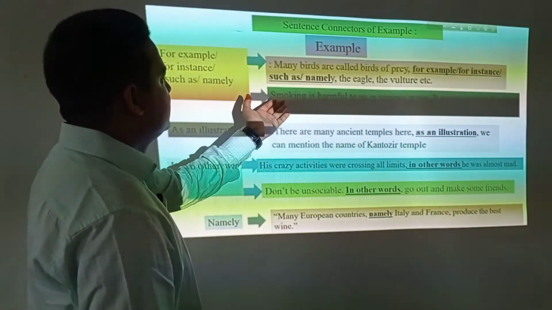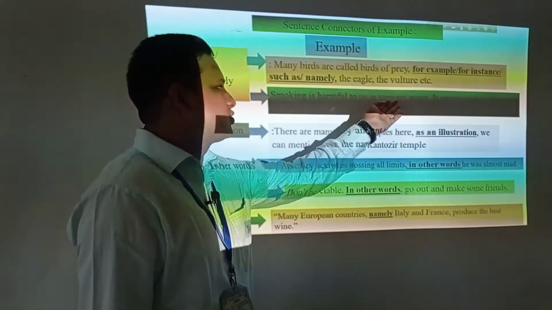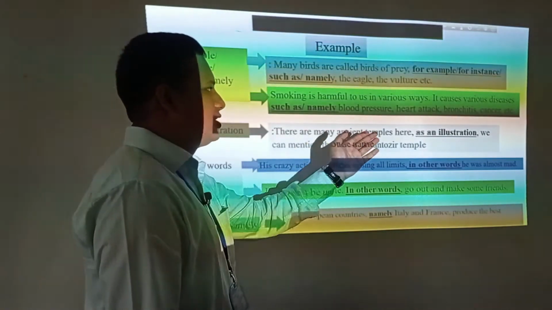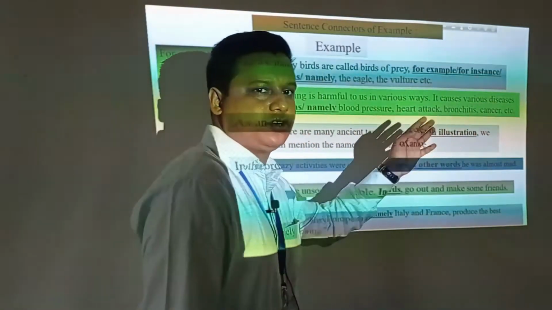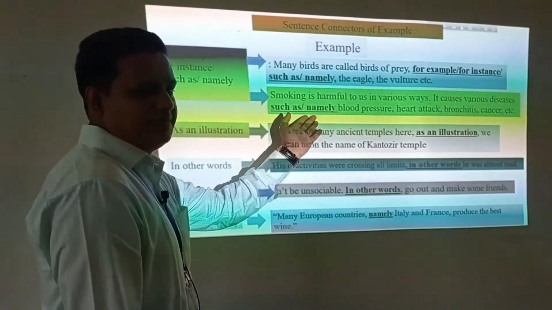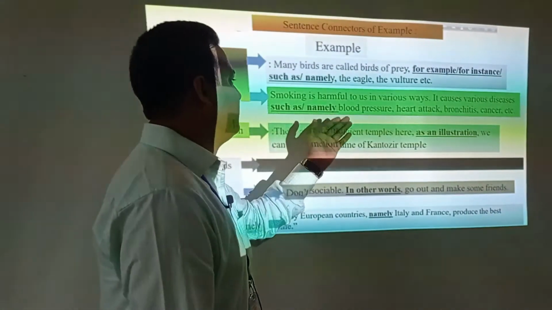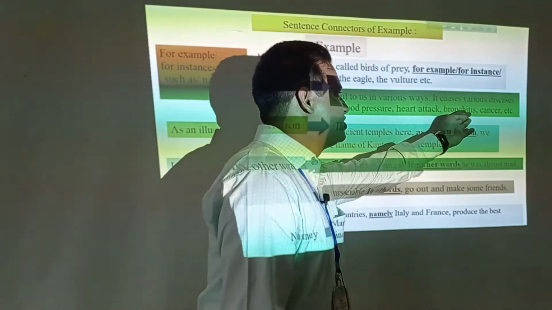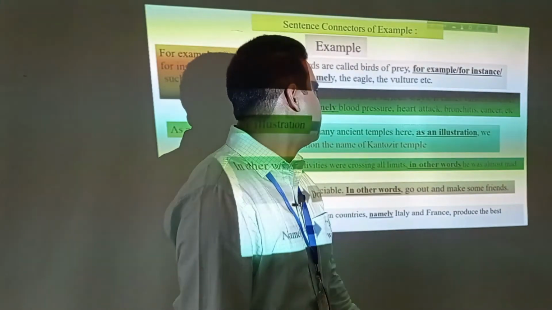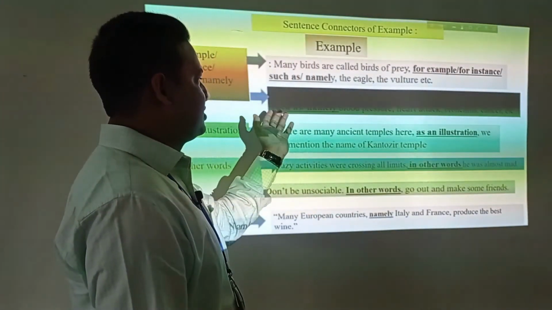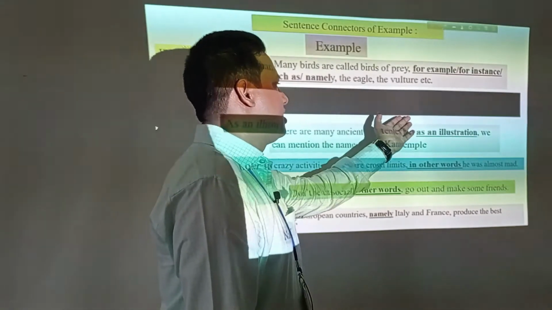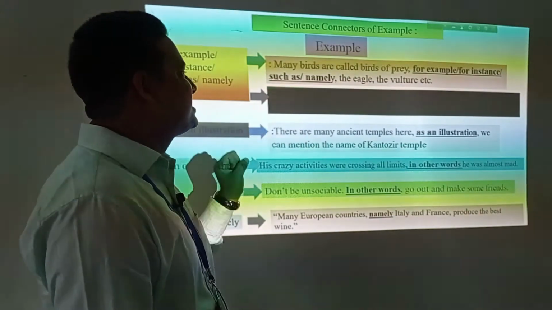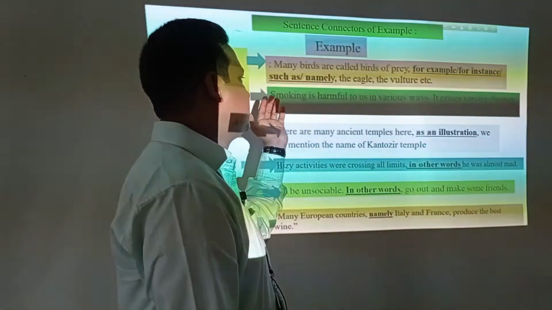Then another example: smoking is harmful to us in various ways. It causes various diseases. So what are the diseases? Such as or namely. Look at the underlined word: blood pressure, heart attack, bronchitis, cancer, etc. So for example, such as, or namely, blood pressure, heart attack, bronchitis, cancer, etc. are the various diseases caused by smoking.